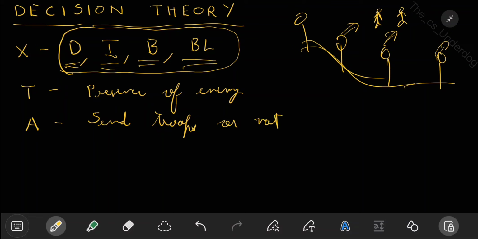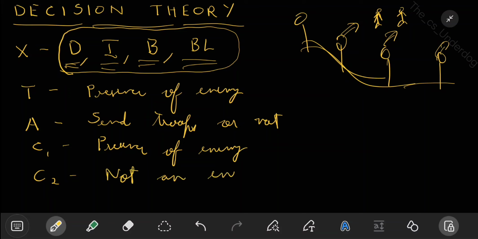How will you take this action? First, once you take X, the input variable, you should be able to classify it into one of two classes, C1 and C2. C1 says presence of enemy. And C2 says not an enemy. So you have to first put this into one of these two classes.